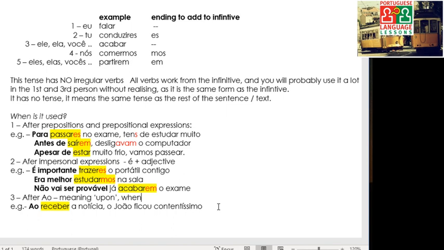Plus, if you know anything about the conjuntivo tense, this is a fantastic alternative to the conjuntivo in many of the cases.